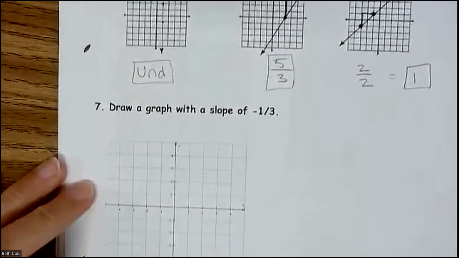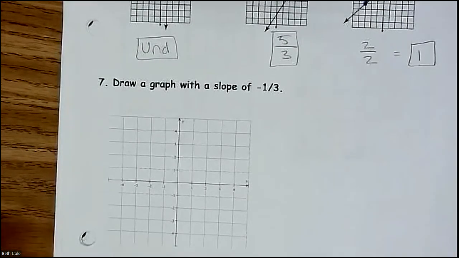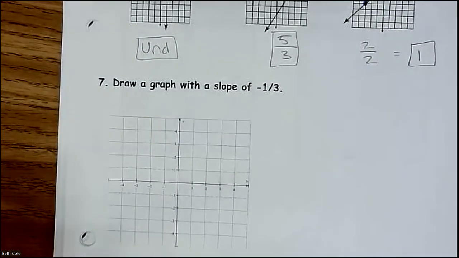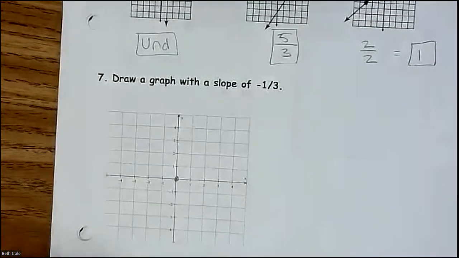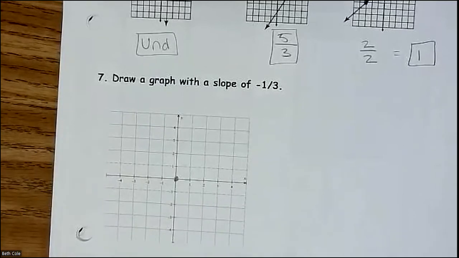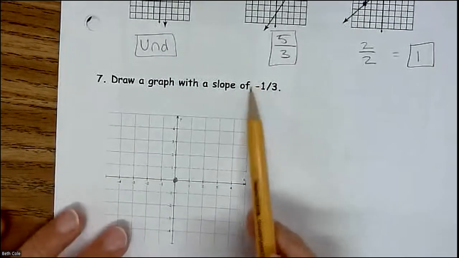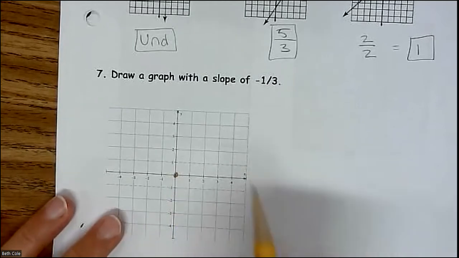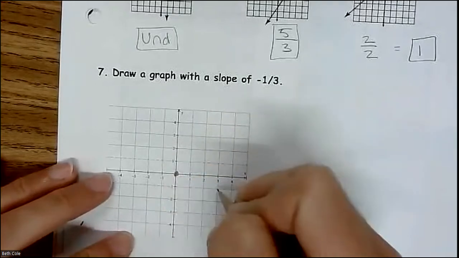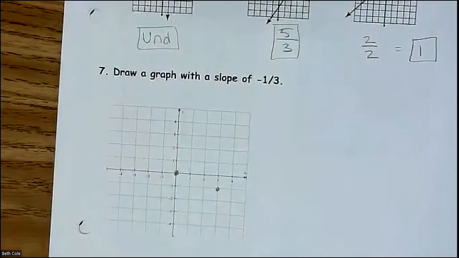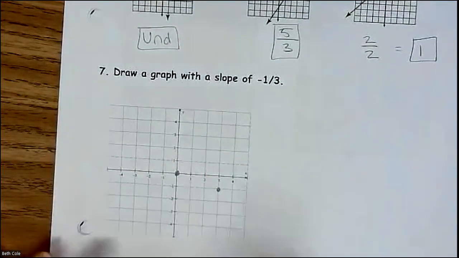Now 7 just says draw a graph with a slope of -1/3. Does it say where to start? You can start wherever you want. Here's my advice though. Where's the easiest point to start? 0 is where I would suggest. If you get a choice, and this is not me telling you to be lazy, it is me telling you to be efficient. There's a difference, okay? If you get a choice, start at 0. So what does this mean we're going to do for -1/3? Now try not to say down 1, right 3. Good. You're going to go down 1, right 3. Or what's the other thing you could do?